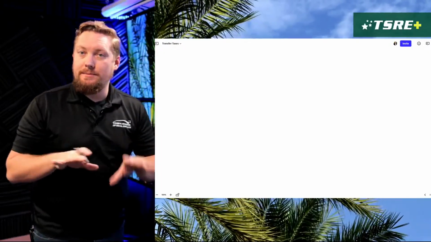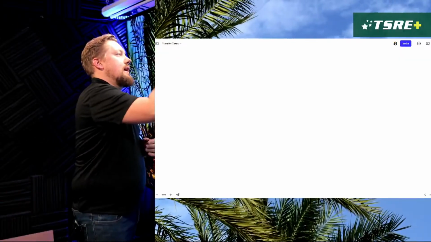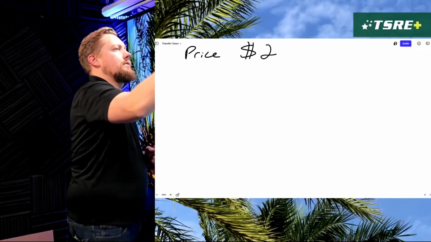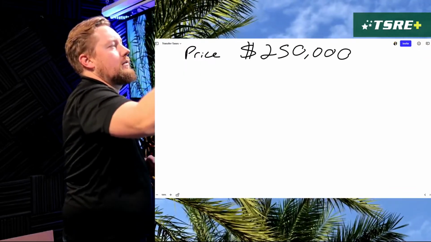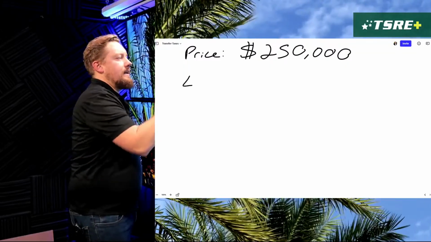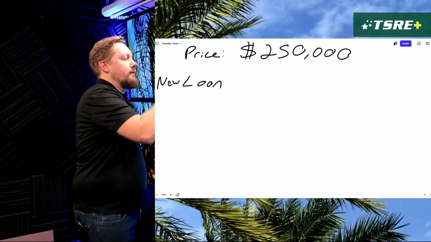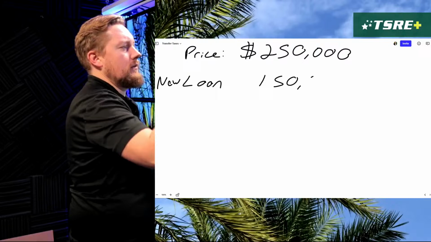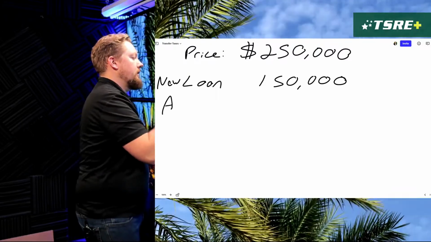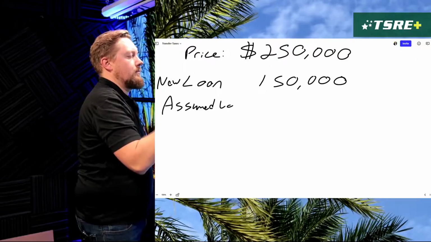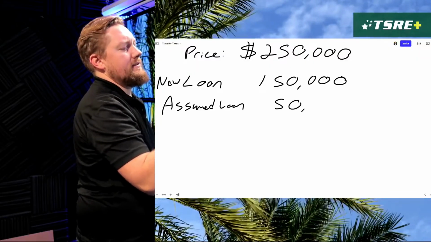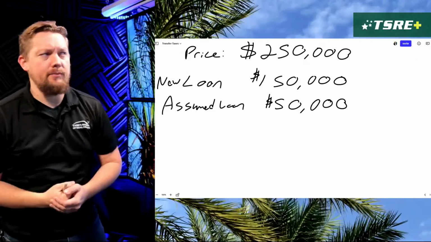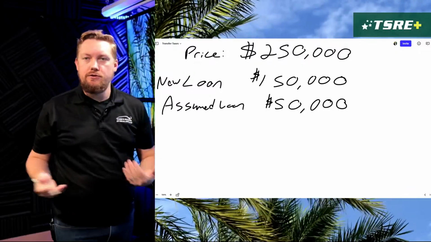And in the question, you're going to be given certain information, such as the price of the property, and we'll say $250,000. And let's say that there is a new loan of, we'll say $150,000, and an assumed loan of, we'll say $50,000, which would have left them with a $50,000 down payment to be able to purchase this property.